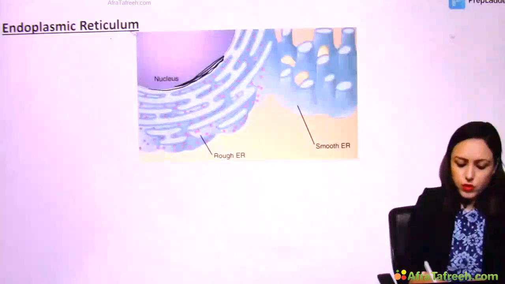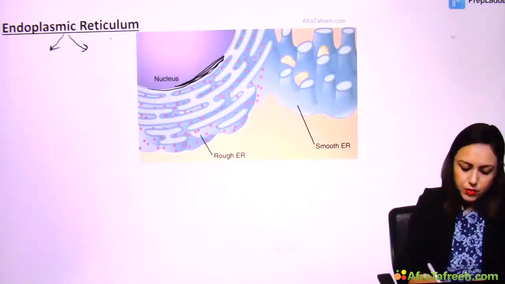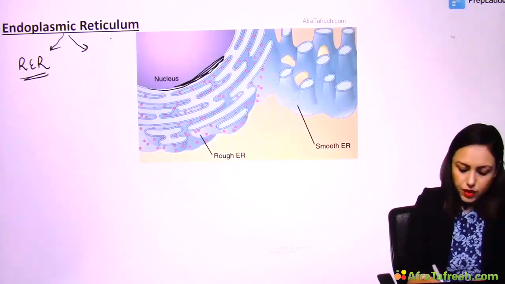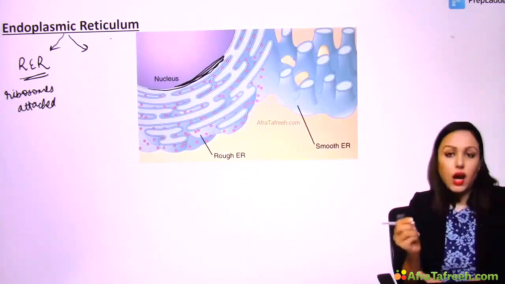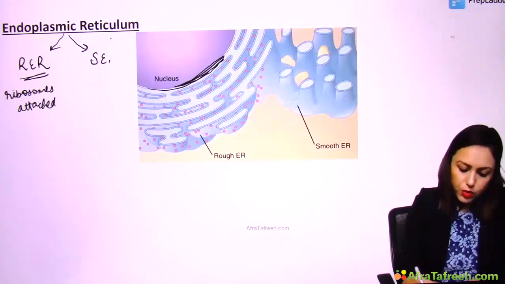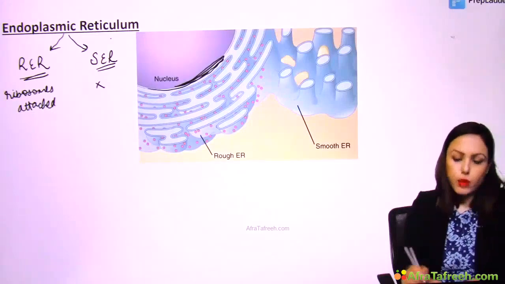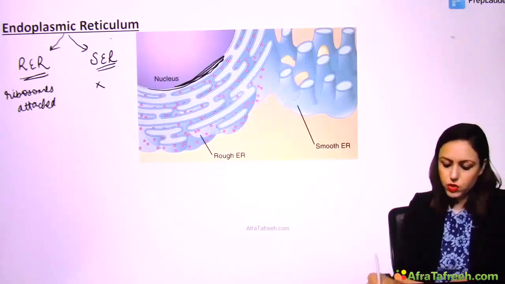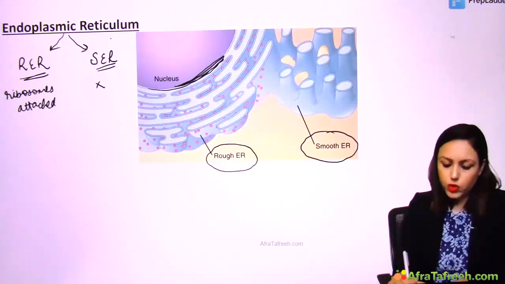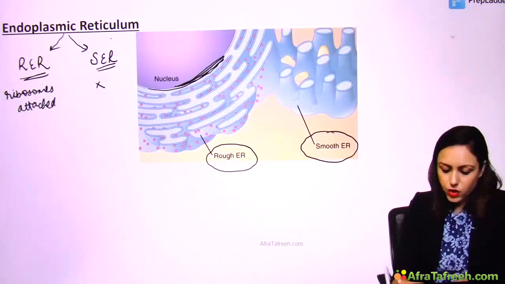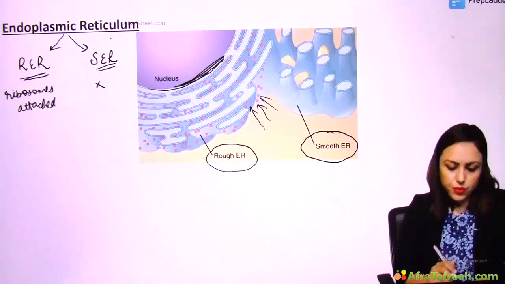There are two types of endoplasmic reticulum. Rough endoplasmic reticulum, that is where ribosomes are attached. Other one is smooth endoplasmic reticulum, where ribosomes are not attached. You can see in the picture, this is smooth endoplasmic reticulum, this is rough endoplasmic reticulum. These small red dots are ribosomes attached here.